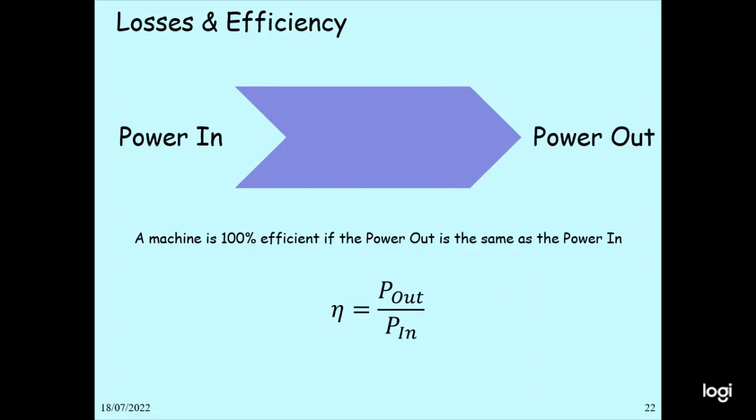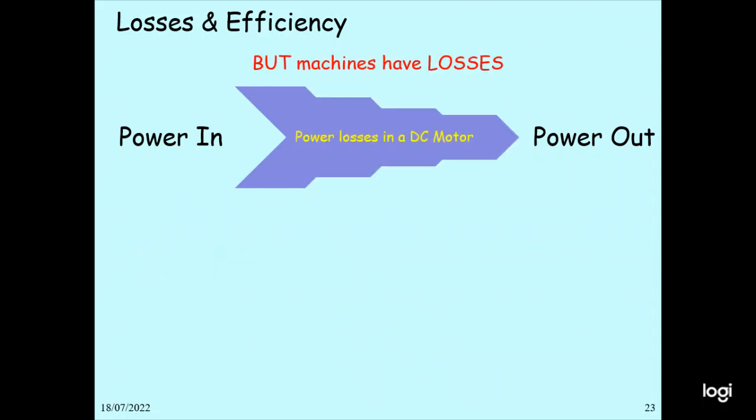Loss and efficiency, power in and power out. A machine is 100% efficient if the power out is the same as the power in. Efficiency is power out by power in. But a machine has losses. In this case, our power out will be less than the power in.